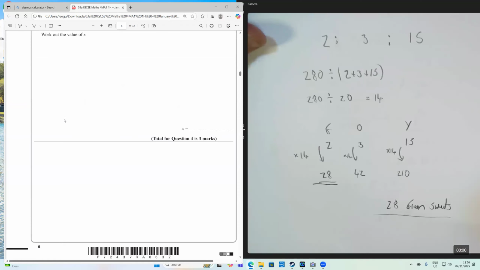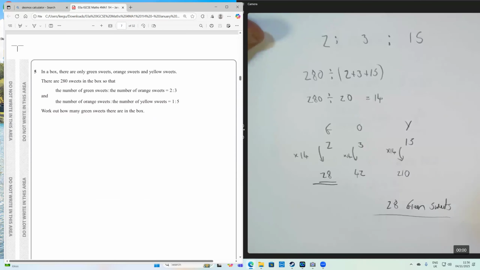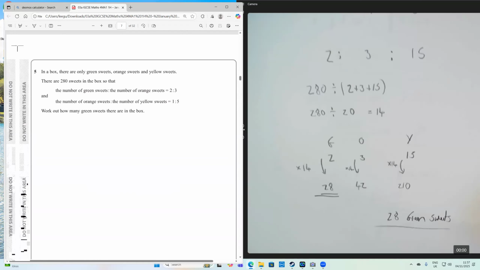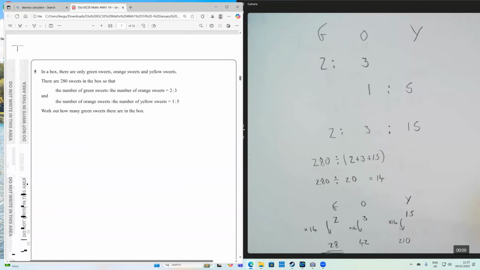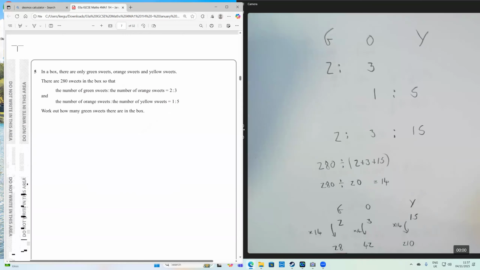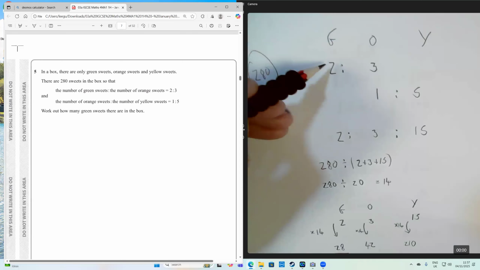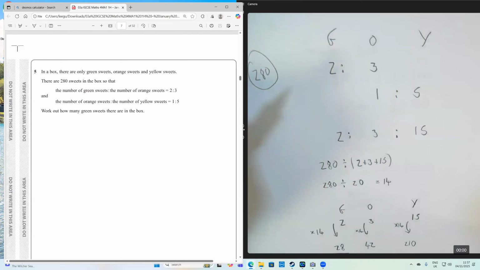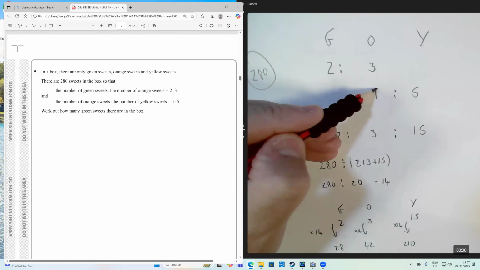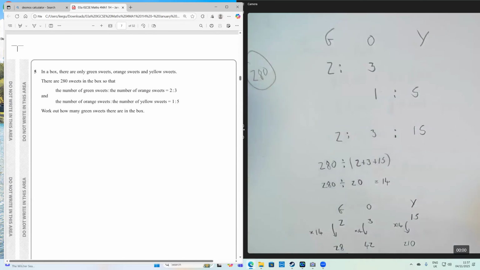Next one, question 5. In a box, it says there are only green sweets, orange sweets, and yellow sweets. There are 280 sweets in the box altogether. The number of green sweets to the number of orange sweets is in the ratio 2 to 3. The number of orange to the number of yellow is 1 to 5. Work out how many green sweets there are in the box.